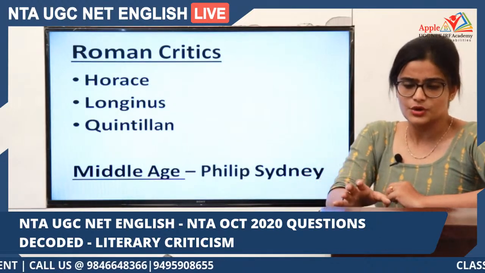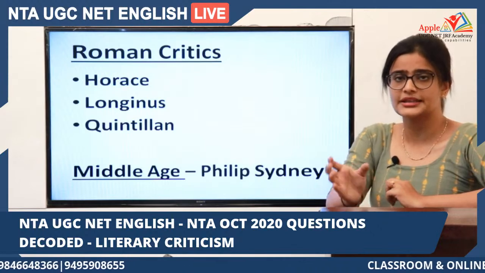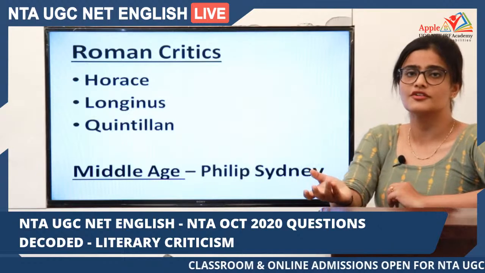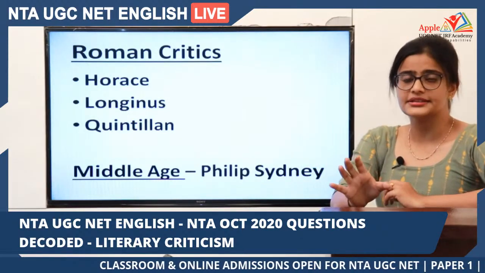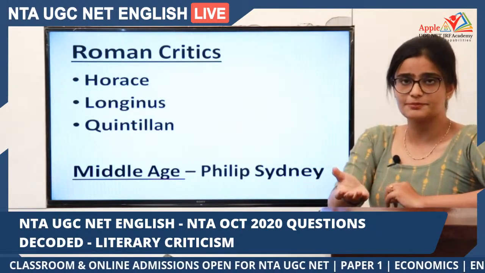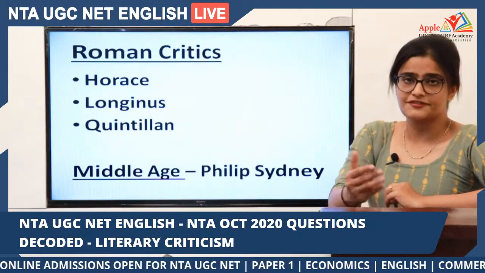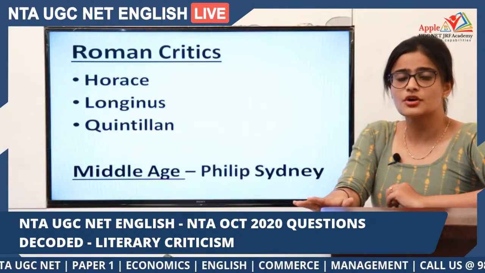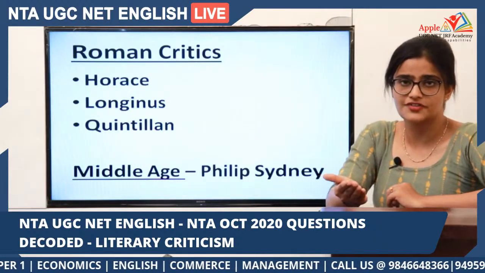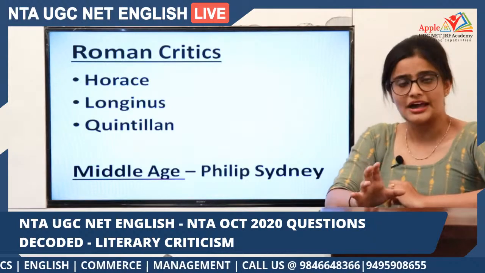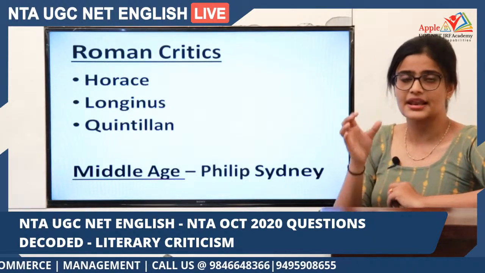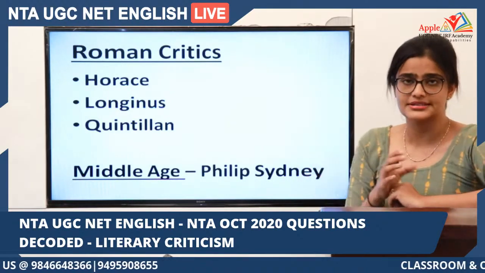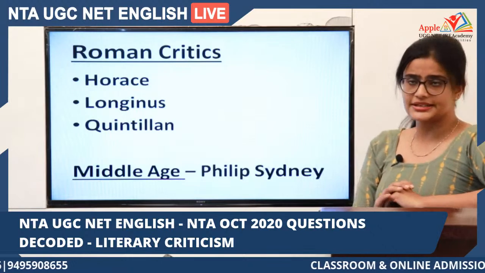You have to remember that An Apology for Poetry was written as a response to Stephen Gosson's School of Abuse. You also have to remember the important points, how he defends poetry from Plato and Stephen Gosson, and what reply he gives to Gosson when he calls poetry the mother of abuse and the nurse of lies. You have to remember each and every point, and how Philip Sidney divides poetry into three. These are some of the important points about Philip Sidney.